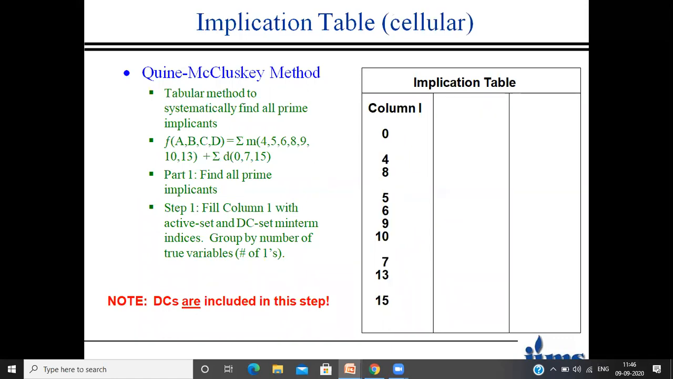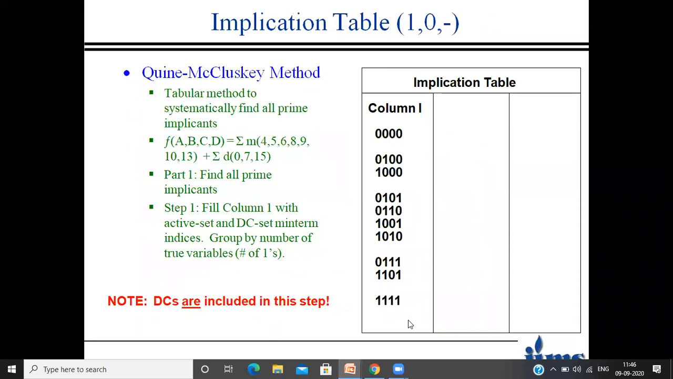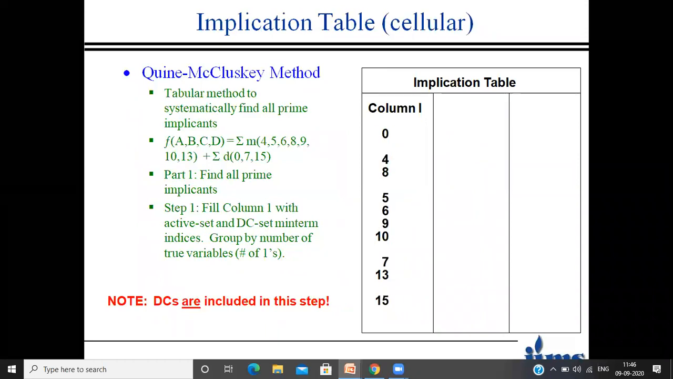So you can write it like this. In case of the tabular method, cellular method, 0, 4, 8, 5, 6, 9, 10, 7, 13, 15. So this is your binary value. This is your cellular value. Or we can write it in its 1, 0 values. So 0 is represented by 0, 0, 0, 0. 4 is 0, 1, 0, 0. Then 8 is 1, 0, 0, 0 like this. So we can represent it like this. These are the 1, 0 values.